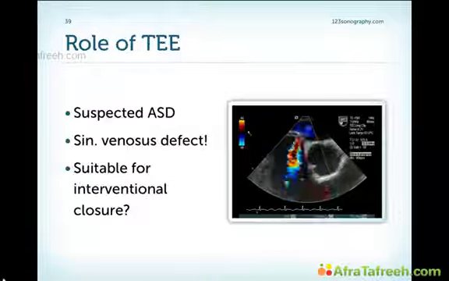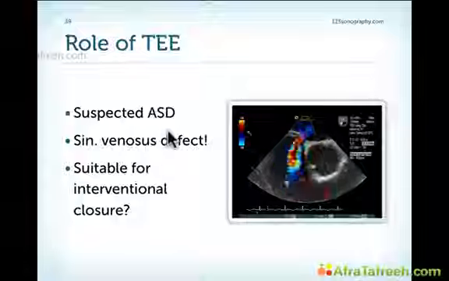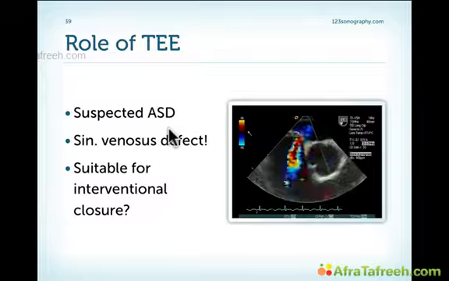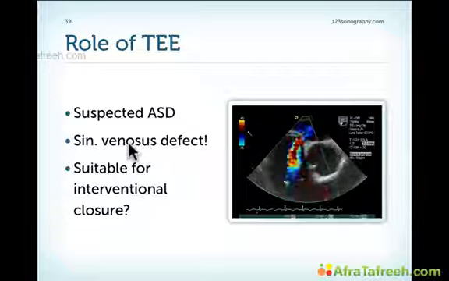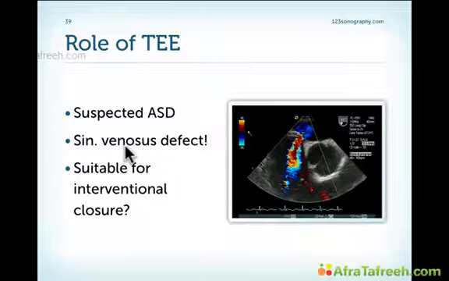What is the role of TEE? First of all, if we have suspicion of an ASD because of right ventricular volume overload, but we cannot find an ASD by TTE, we will always do TEE as a next step to make really sure that there is no shunt. We'll again, in particular, look whether there is a sinus venosus defect, and look at the drainage of the pulmonary veins.